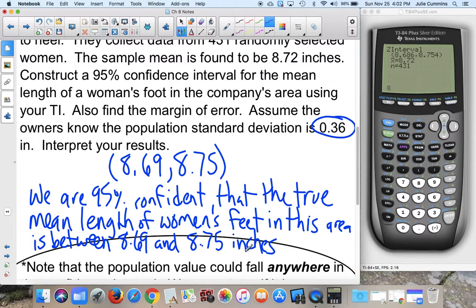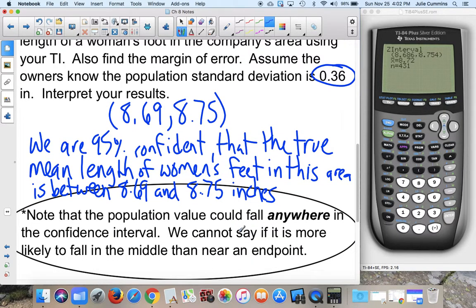Now, a note about this is written right below. We cannot assume that the true mean is anywhere in this interval. We don't know that it's directly in the middle. It could be just as likely to fall directly in the middle as it is to fall at either endpoint. One other thing is they wanted us to find the margin of error.